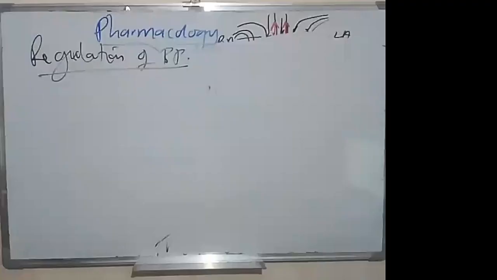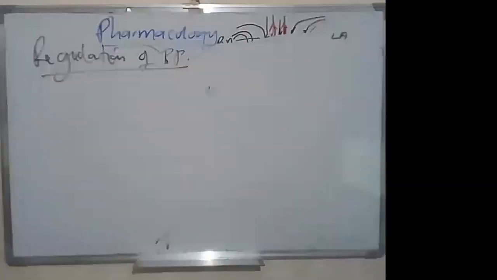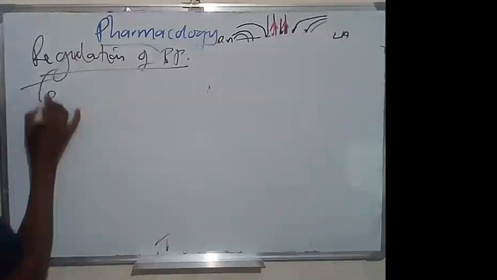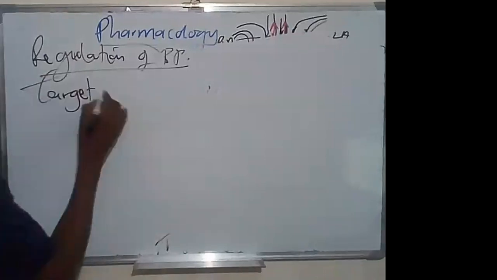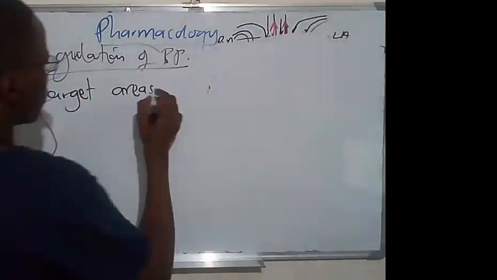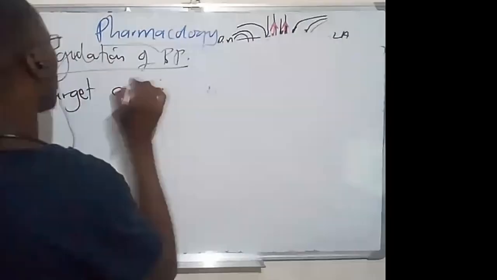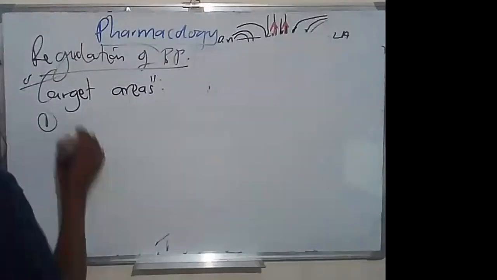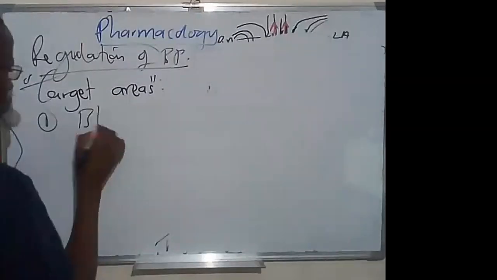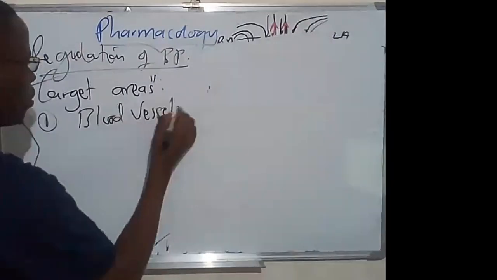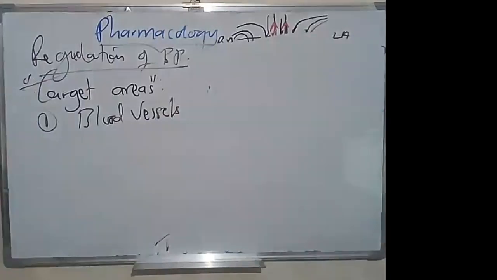So what are those targets? We say target areas. What are our targets? Number one, we have the blood vessels.